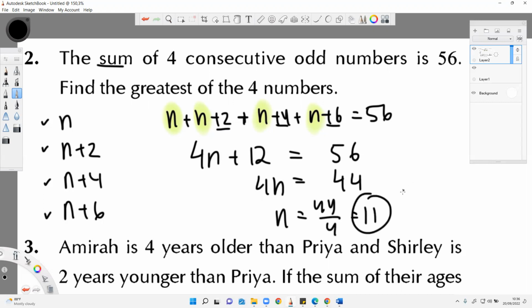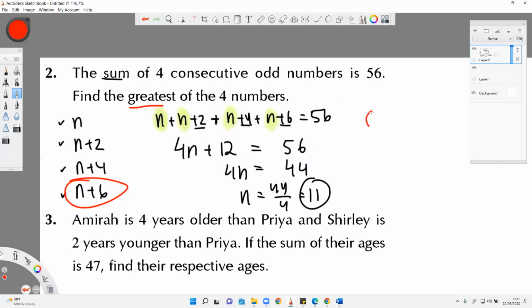Is this the answer? No. The question is asking you for the greatest. We don't have to list down everything. So the greatest number is n plus 6, which is 11 plus 6, 17. So this is your answer. 3 dots means therefore, for the conclusion, so the greatest number is 17, not 11. 11 is the first number. Understand, guys?